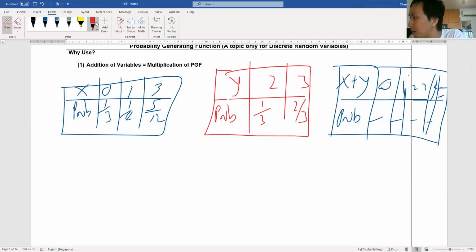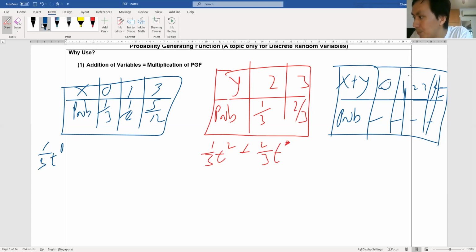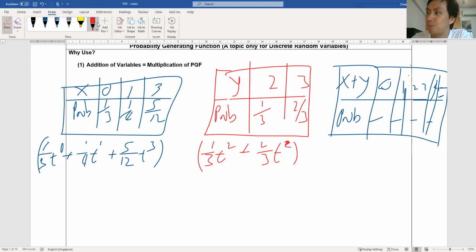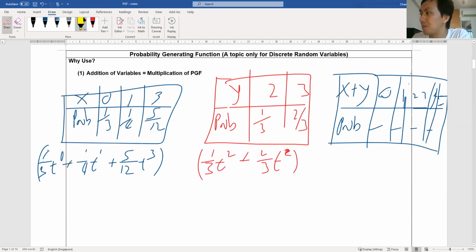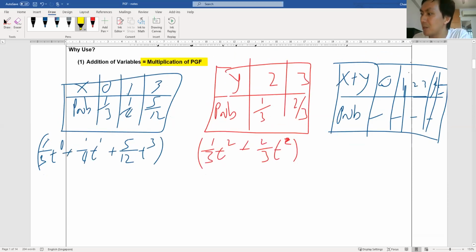So the PGF for y is 1/3 t squared plus 2/3 t cubed. Then the PGF for x is 1/3 t to the power 0 plus 1/4 t to the power 1 plus 5/12 t cubed. Okay, PGF of x, PGF of y. To actually understand how the x plus y operate, right, the key is simply to multiply the PGF together. And this creates a very simple mechanism for us.